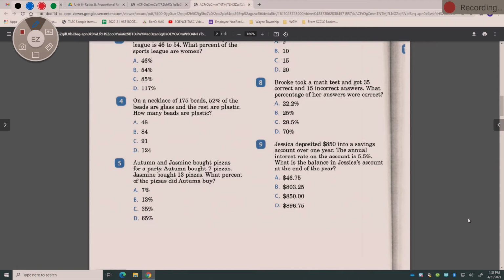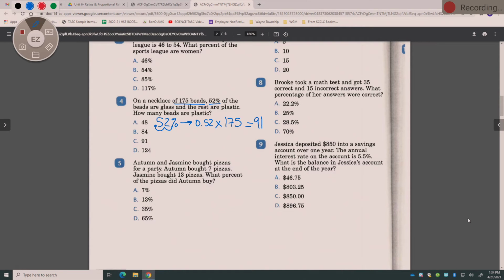There's a few different ways that you can do this. One of the ways is you can find out first how many beads are glass, because they've already told us out of 175 beads, 52% of them are glass. So remember, 52%, first we turn it into a decimal. So start at the percent, go over 2 spaces to the left. Then we've got our percent times our whole, 175, and that equals 91.